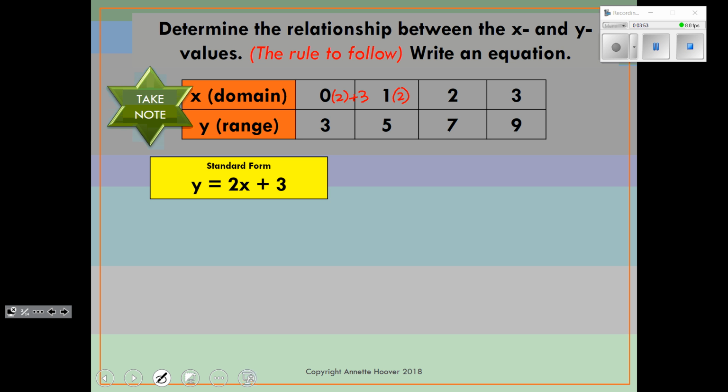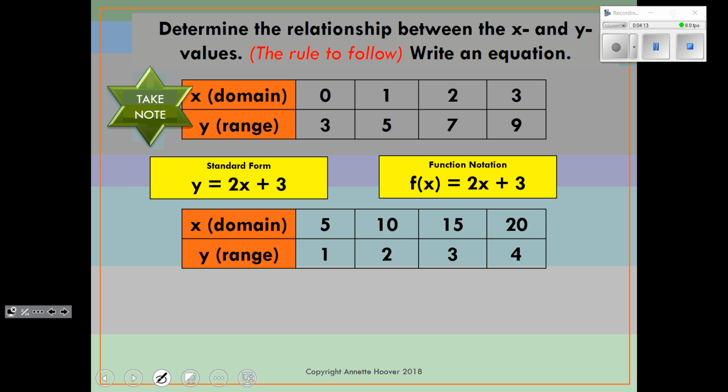1 times 2 is 2, plus 3 is 5. 2 times 2 is 4, plus 3 is 7. 3 times 2 is 6, plus 3 is 9. To write it in function notation, you simply replace the y with f of x.